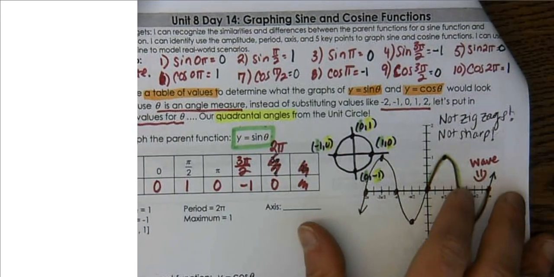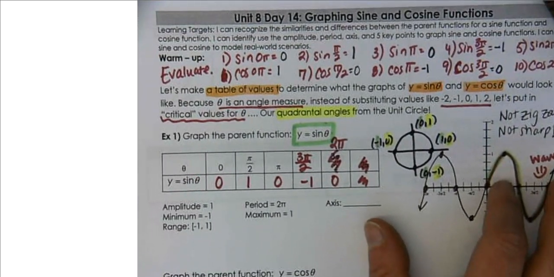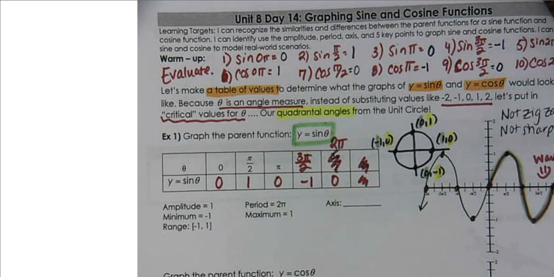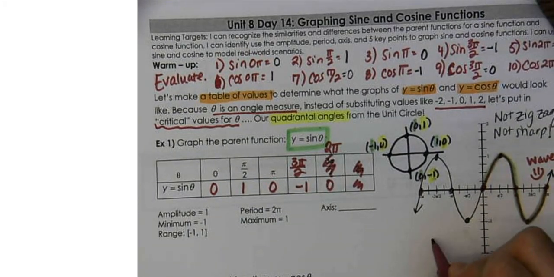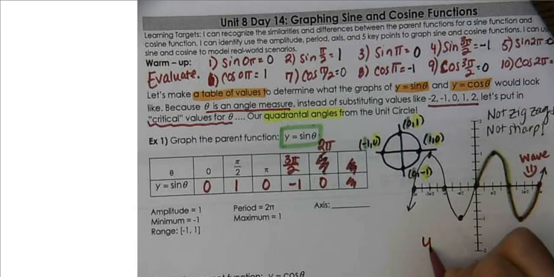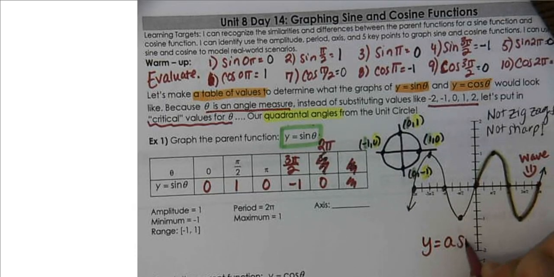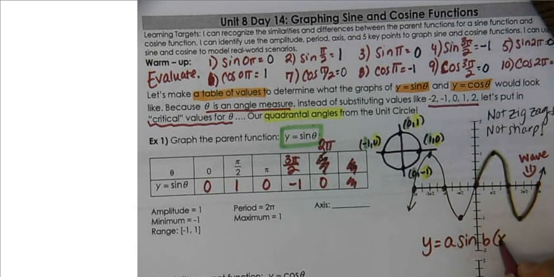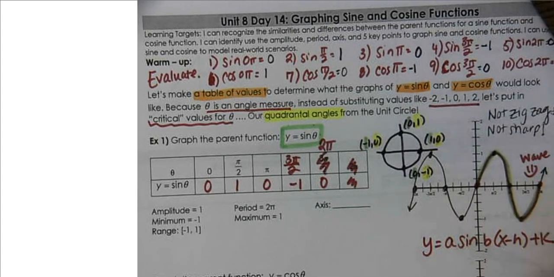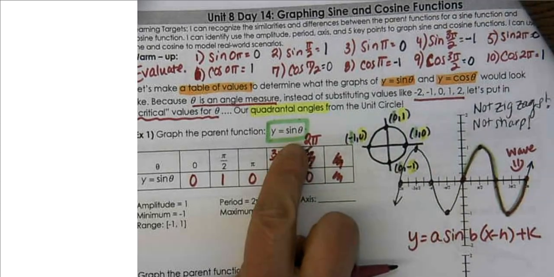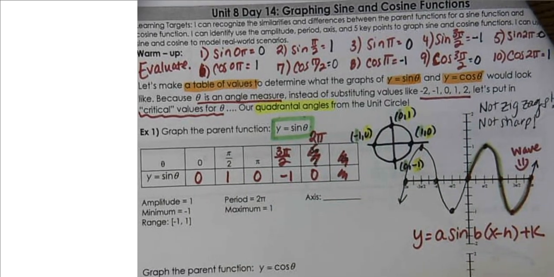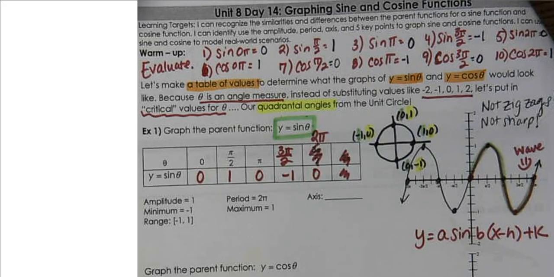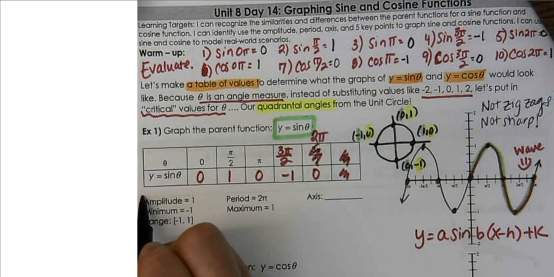So some characteristics about this graph that I need you to know and be able to identify is the amplitude. Now the amplitude is based on an a value, and that a value comes from the fact that we're going to be graphing sine functions in the form of y equals a times the sine of b times (x minus h) plus k. And the one that we just graphed is the parent function, where a, b, h, and k are either zeros or ones. In this case, our amplitude is based on the absolute value of a.